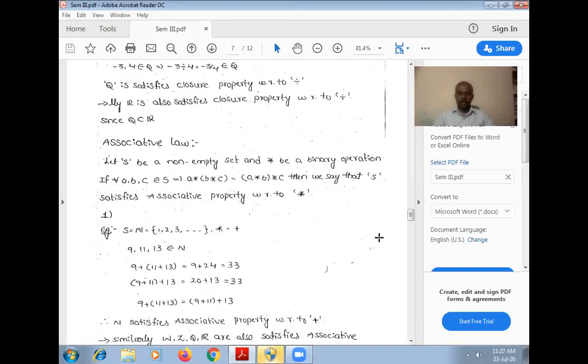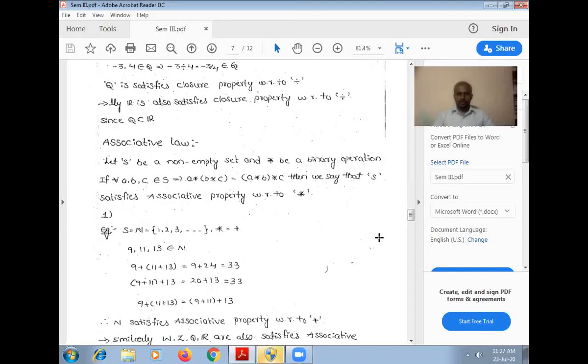For example, I am giving an example here. Let's consider S equal to the natural number set, so S equals N equals 1, 2, 3 and so on. Now I am taking the binary operation star equal to plus. So star is considered as plus. Now I am taking 3 elements here: 9, 11, 13 belong to N.